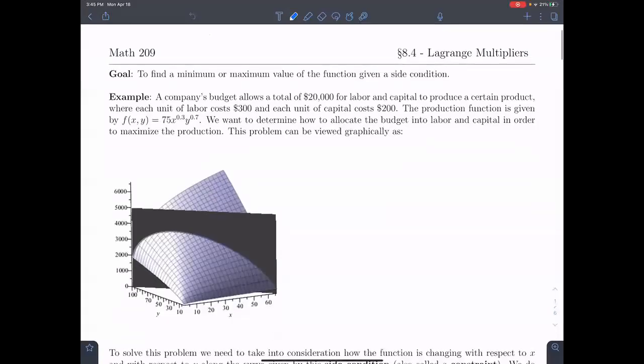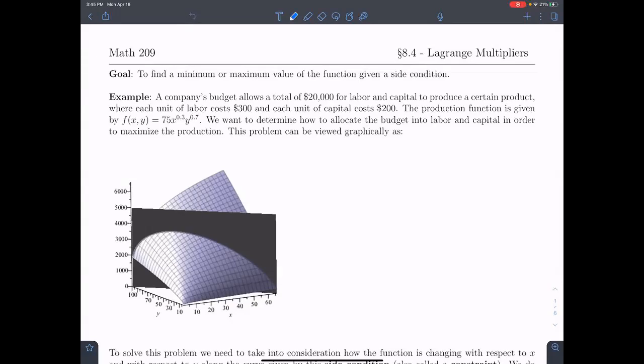Okay, so section 8.4, this is about Lagrange multipliers. Basically you want to minimize or maximize a function given a side condition. An example of how this would come into play is that you have a budget for a company that allows for a total of $20,000 for labor and capital to produce a certain product, where the labor units cost a certain amount and capital costs a certain amount.